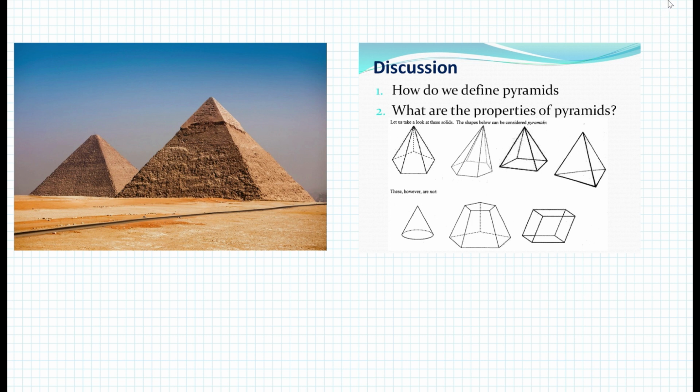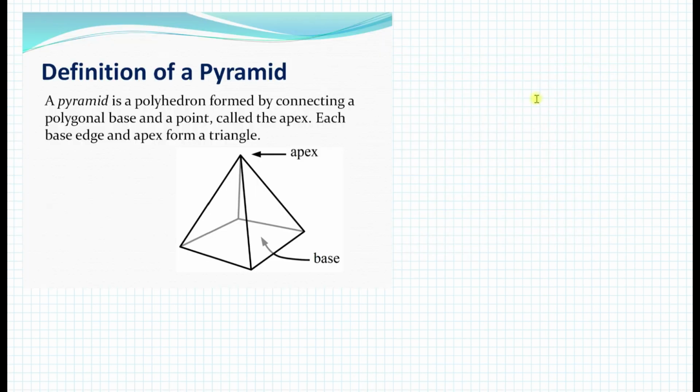Okay, so here's the definition of pyramids. A pyramid is a polyhedron formed by connecting a polygonal base and a point called the apex. Each base edge and apex form a triangle. So as you can see here, the base in this particular case is a square polygon. Obviously, the base could be any other polygon, for example, a pentagon or even a triangle or a hexagon. And the lateral surfaces are composed of triangles, and they all meet at the apex.